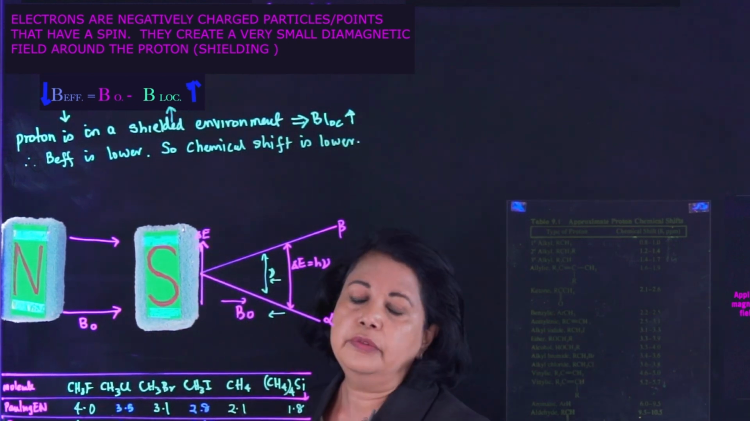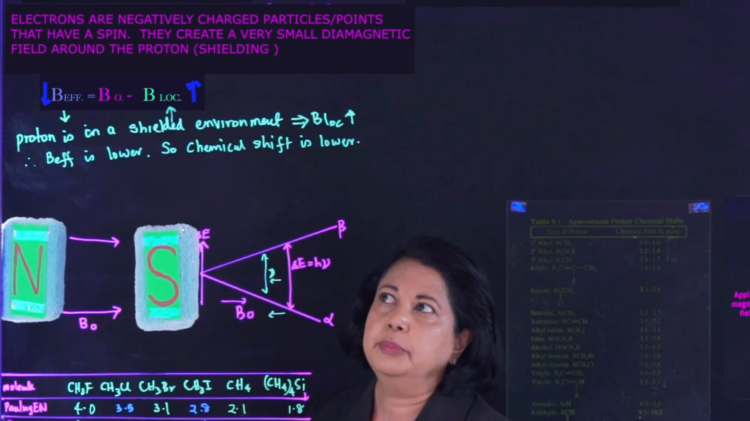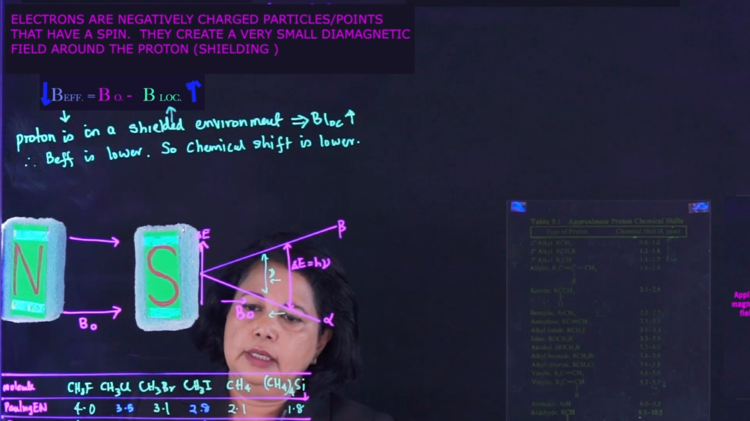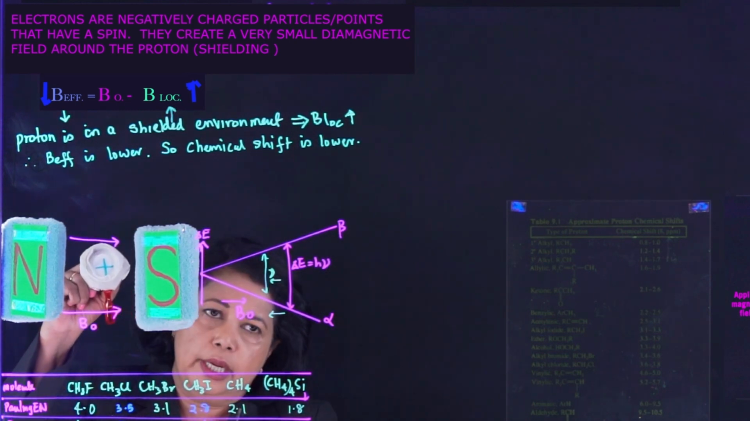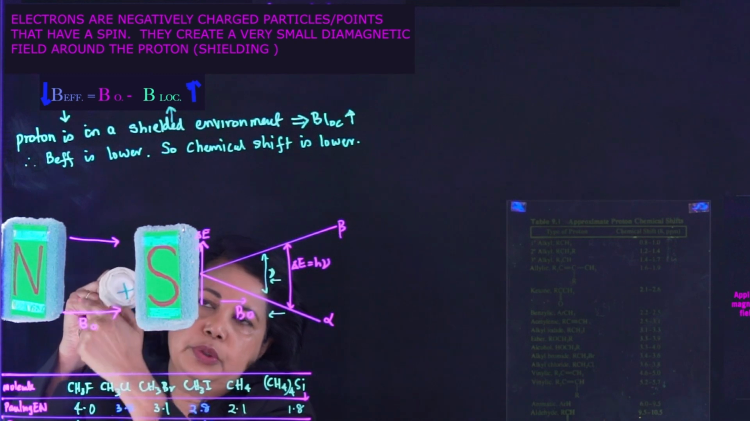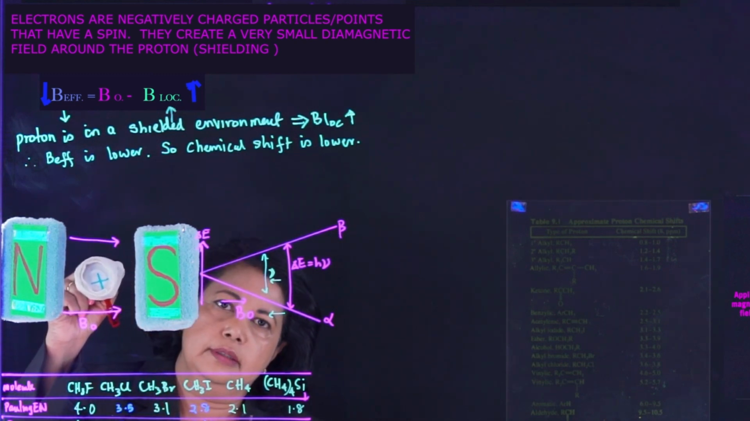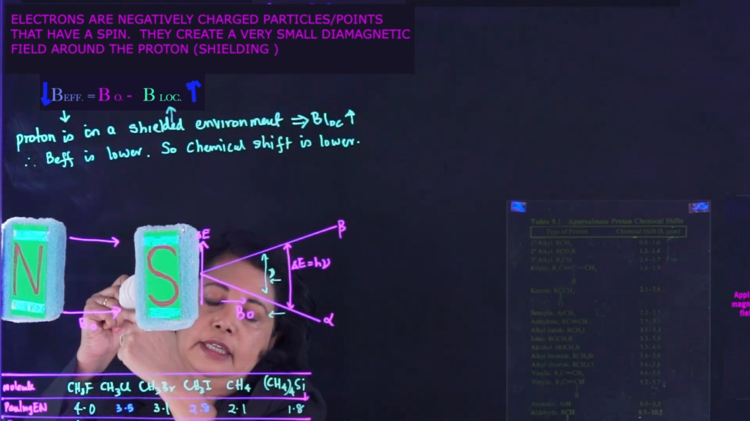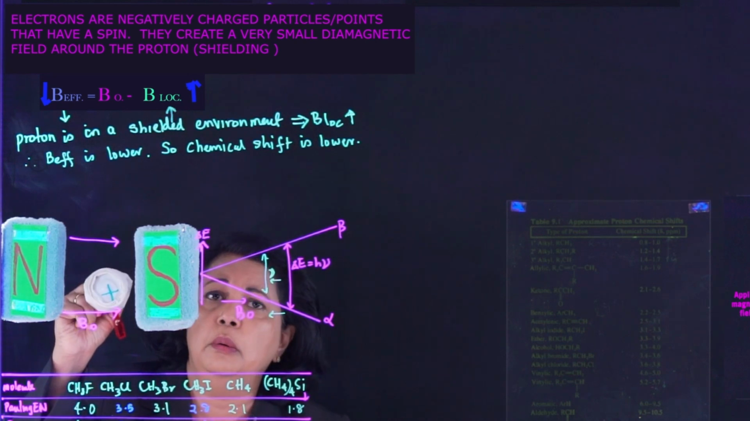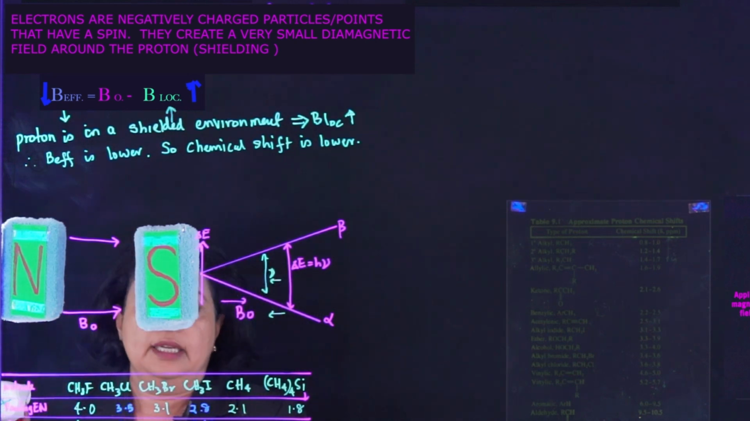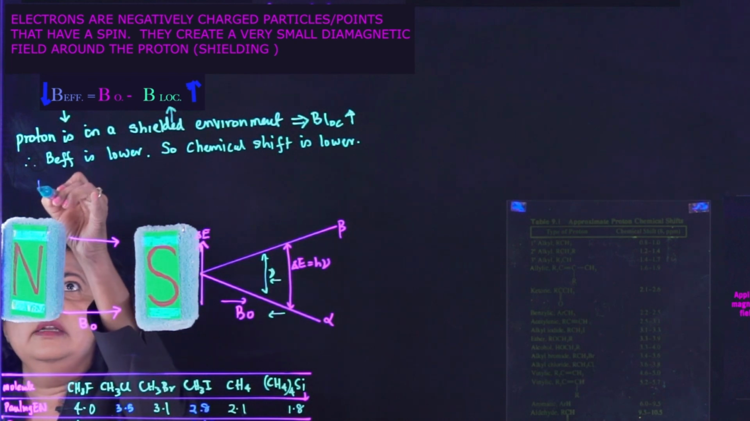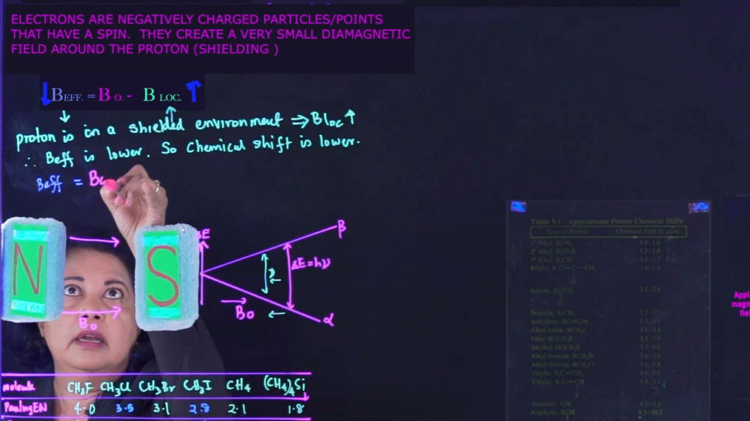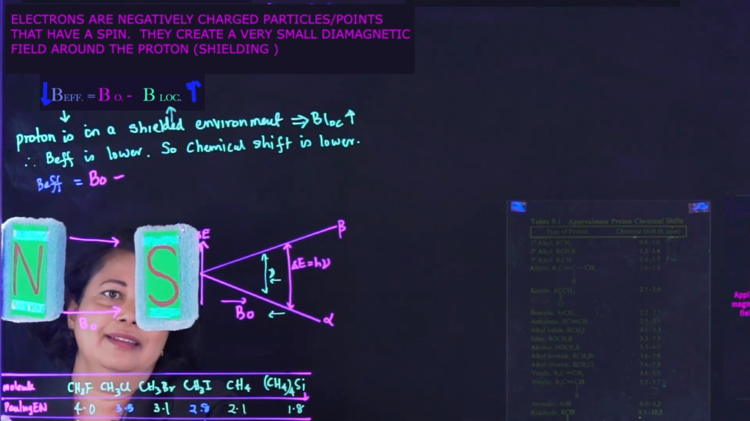So we are comparing everything with TMS as we talked about in our previous video. Let's say you have a proton and it's connected to an electron withdrawing group, which means it's going to pull all those electrons away from the proton. Now the local field, or diamagnetic field, created by those electrons would be lower. So if you take this equation, and I'll write that again, B effective is B0 minus B local.